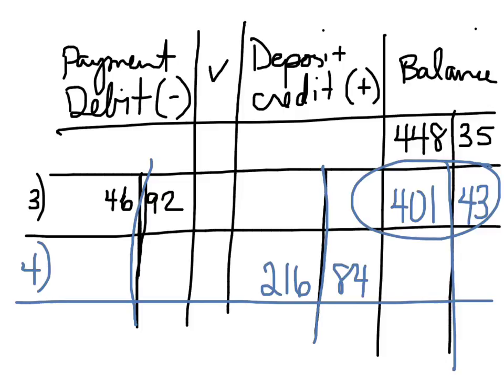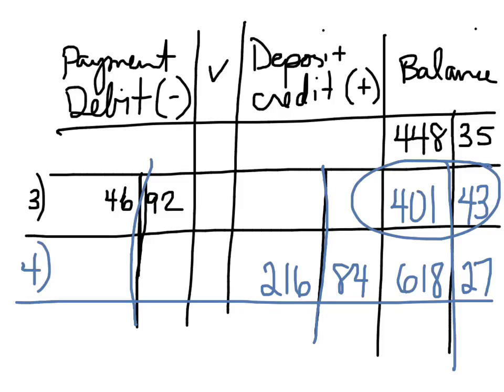So what is $401.43 plus $216.84? 618 and how many cents? 27. 27? Anybody else get that? Yeah? Okay, good.